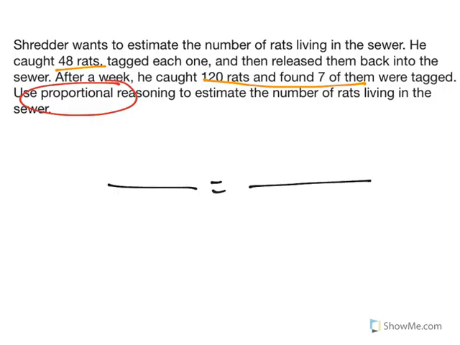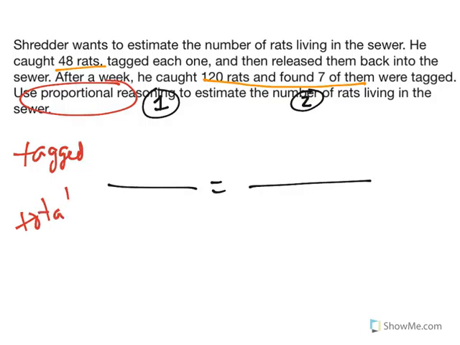We know we have 2 different times that we caught rats: the first time he caught, and the second time. So that's one way to set up. My left fraction is all about the first catch. The second fraction is all about the second catch. And then I'm comparing tagged rats and the total number of rats.